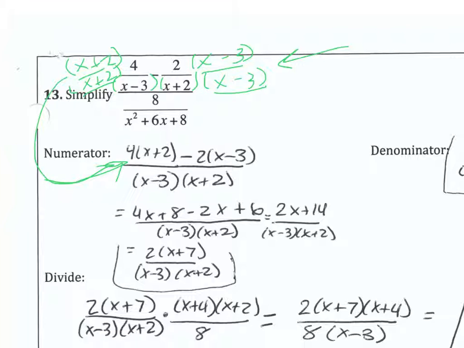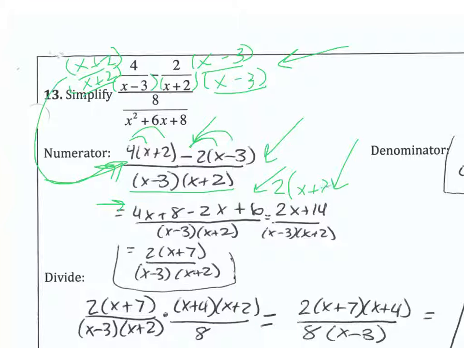So if you follow down to where it says numerator, this is our numerator. Remember, you can't cross off yet because you have a minus in between terms, excluding the parentheses. So we leave our bottom factored as our LCD. With our LCD on top, we need to distribute and combine like terms. So we have 4x plus 8 minus 2x plus 6. And when we combine like terms, that equals 2x plus 14.